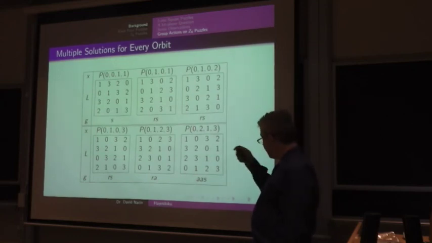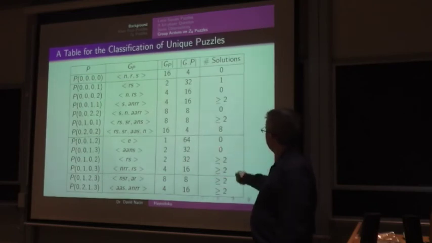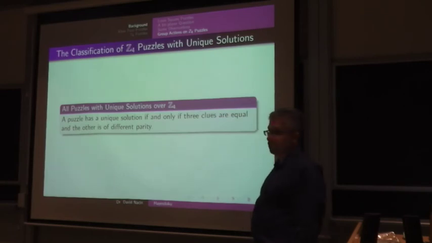So what this does do is it allows me to fill in that each of these has to be greater than or equal to 2, thus showing that the only puzzles with unique solutions are those 32. And another way I can describe that is a puzzle has a unique solution if and only if 3 clues are equal and the other clue happens to be of different parity.